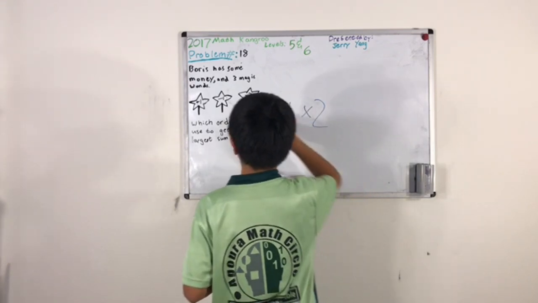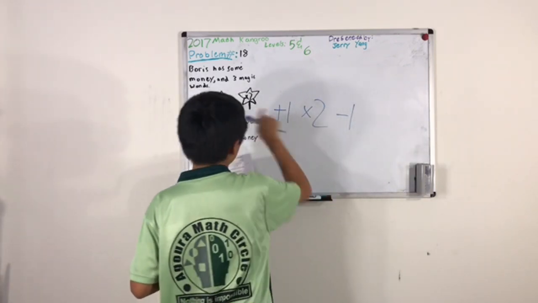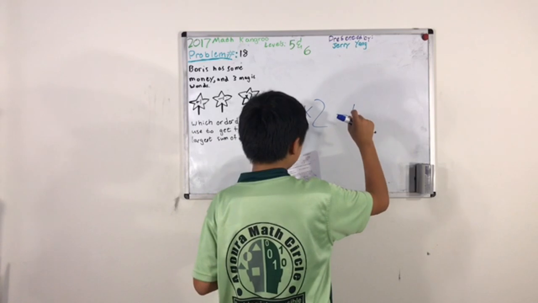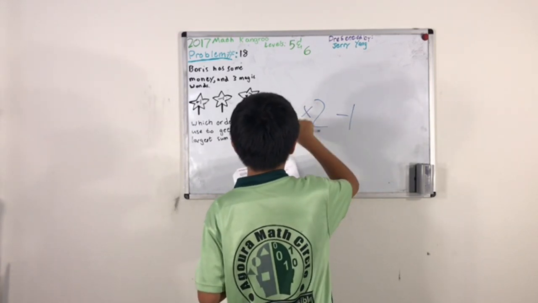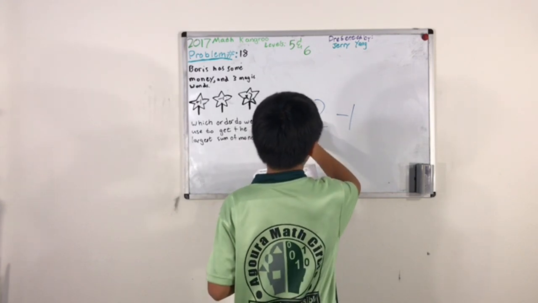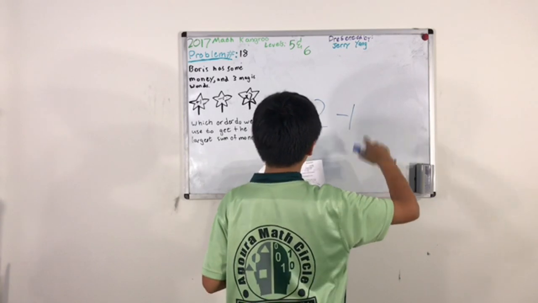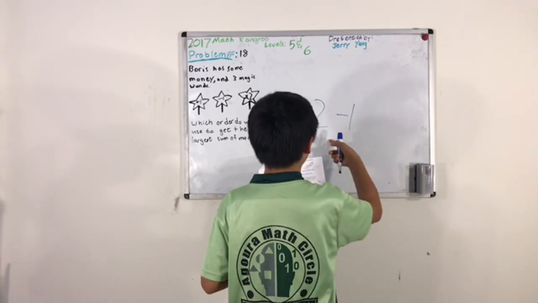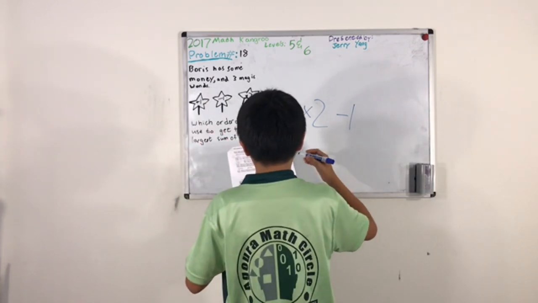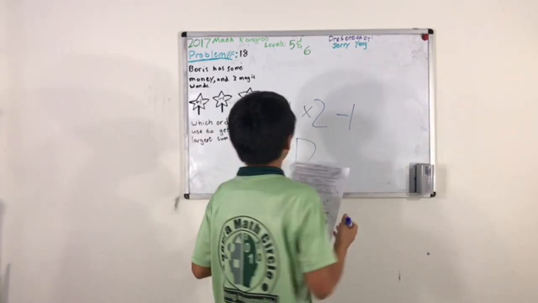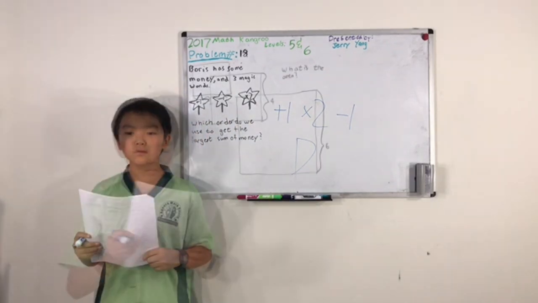So, then we realize that our most efficient way is to do plus 1 and then times 2, because then we have the minus 1 last, and when we have minus 1 last, it makes the largest number, because you're adding 1 to the original sum, and then you're multiplying that by 2, and then you're subtracting by 1. So you're actually gaining a lot more than any other combinations. Therefore, we know our answer is D. Plus 1 times 2 minus 1.